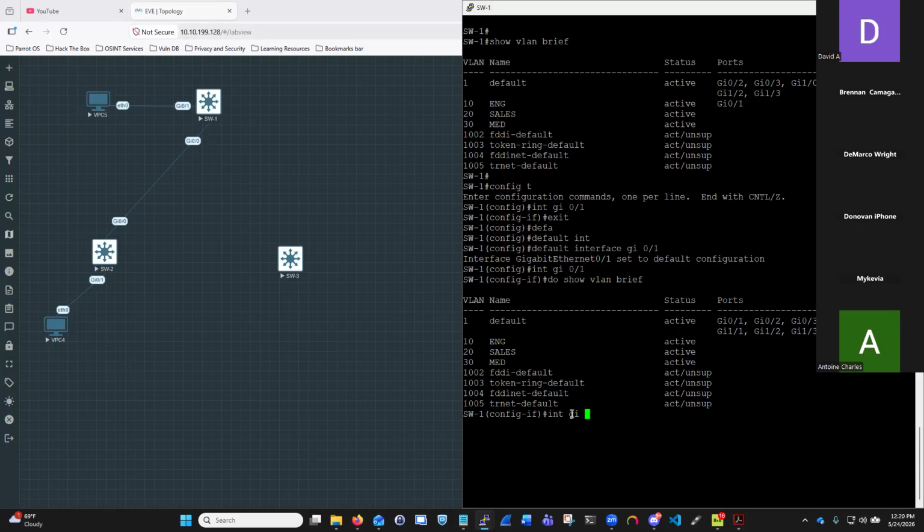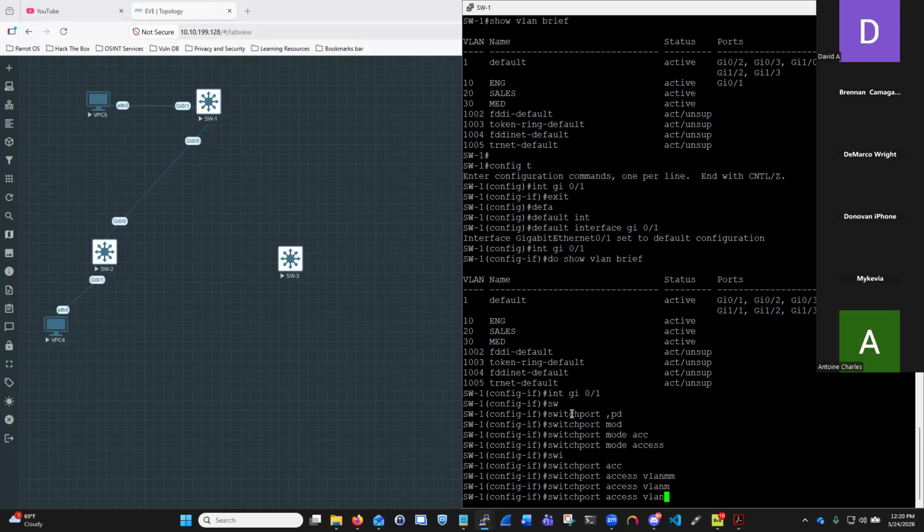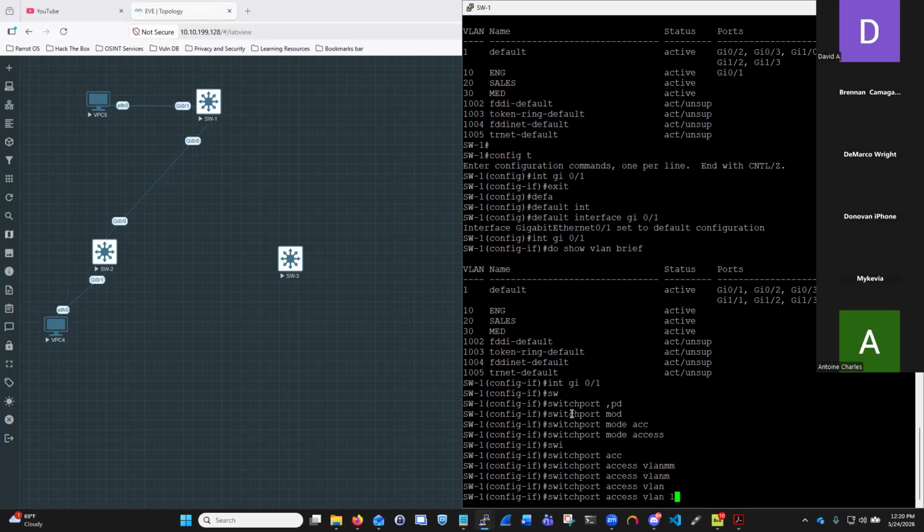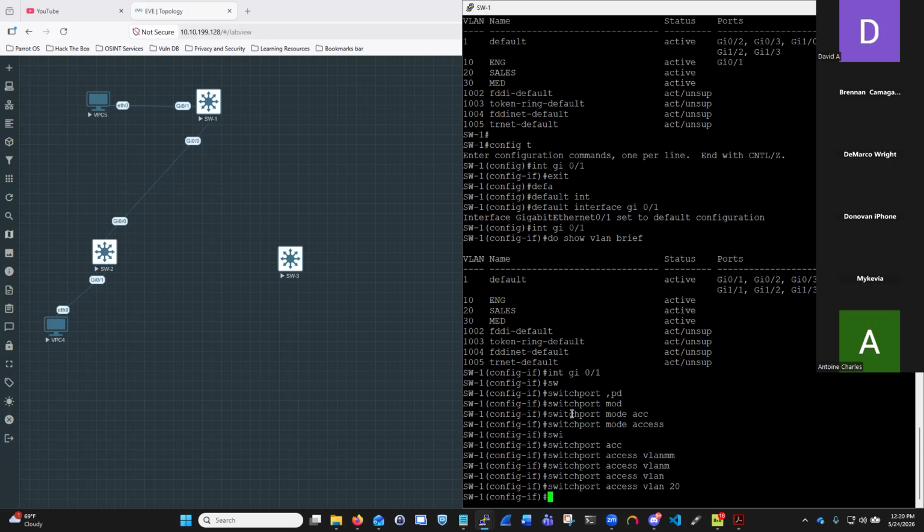So let's do interface gig 0/1. Let's do switchport, which it should already be there, but we're going to play it safe. We're going to make sure the mode for this interface is access, right? We're going to statically set that. And then we're going to do switchport access VLAN, and we're going to say 20. Okay.